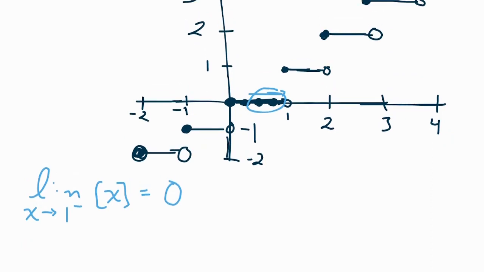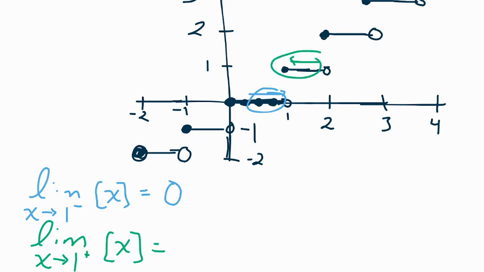How about the limit as x approaches 1 with a little plus sign from the right? So now we're approaching 1 from the right. Do you know what step you're on? What's your intended height as you're approaching the number 1? Well, the whole time your height is 1.